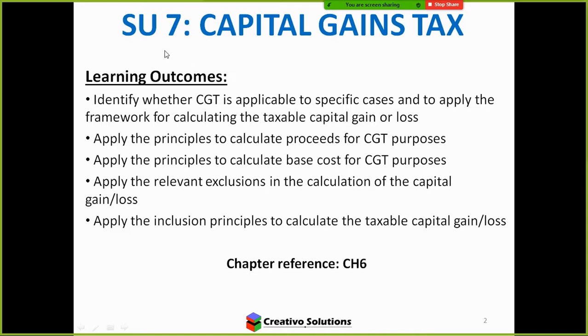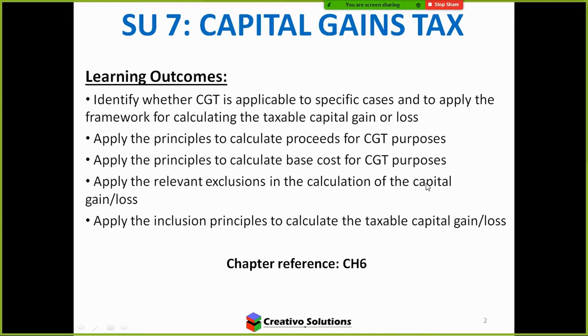So study unit 7, which is looking at CGT, is only applicable to specific scenarios, cases, where you have something of a capital nature. So something that is capital or deemed to be capital, and you have to apply the principles correctly to work out the proceeds, the base costs, and obviously the capital gain or loss. You'll then include a portion of it in the actual calculation. So you do get an inclusion rate, and the inclusion rate means a percentage of the actual gain will be included as a taxable gain.